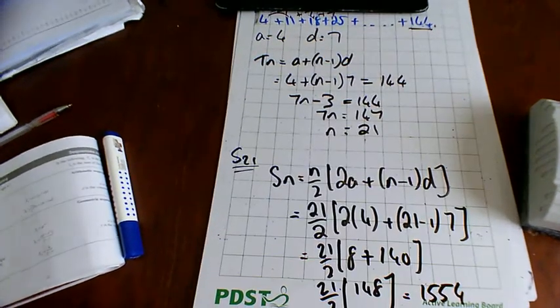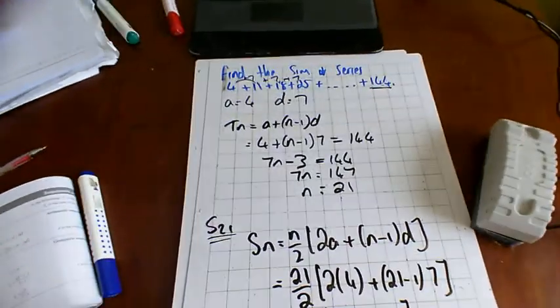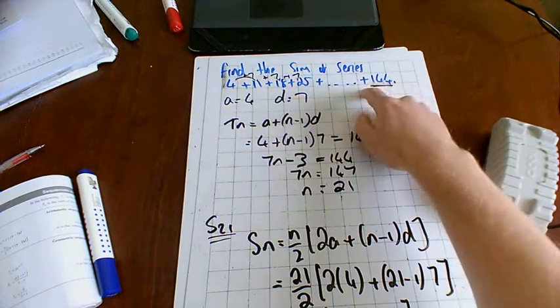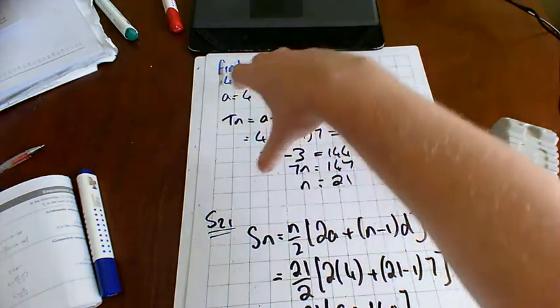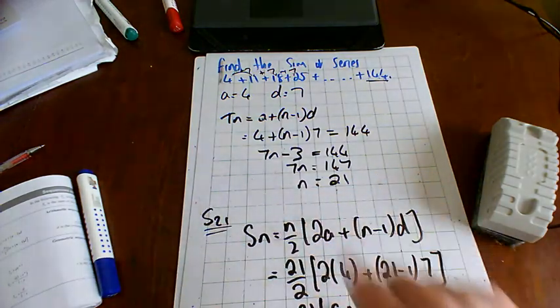Okay, so that one was trickier. You had to know how many terms are in the sequence, and to find out how many terms are in the sequence, we know the last term, so we used our old rule to find how many terms, 21 terms, and then we found the sum of the first 21 terms. Okay, I'm going to do one more example for you.